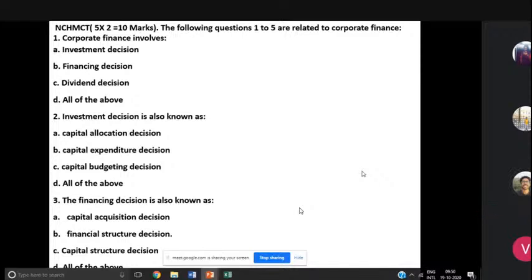Write the short form IFD. What is IFD? It includes investment decision. In a layman's language, what do you understand by investment decision? The asset side of your balance sheet. Financing decision. Which side of the balance sheet? Liability side of the balance sheet. Right? Then the dividend decision. All three decisions are to be covered under corporate finance.